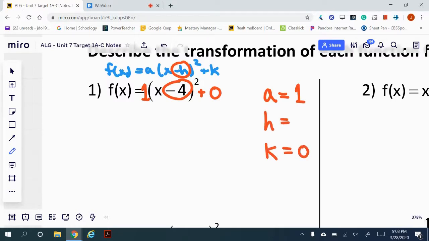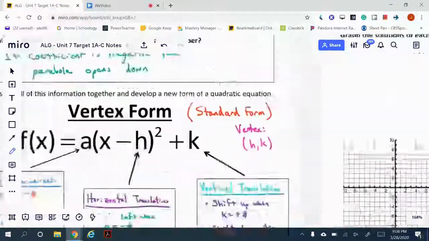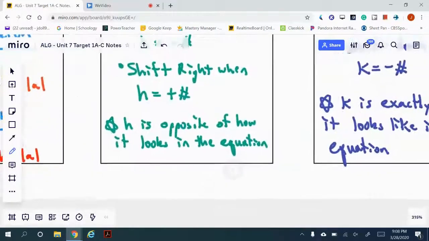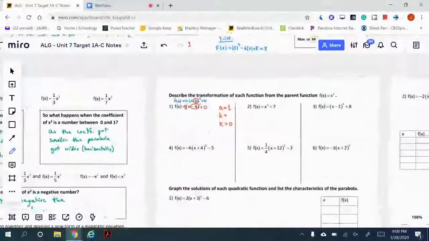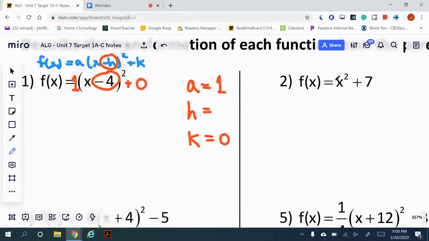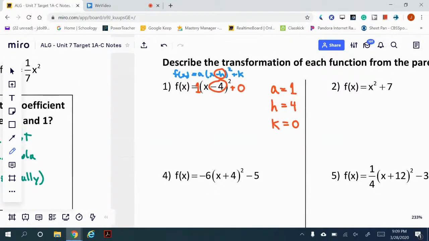The temptation, guys, is to say H is equal to -4. But look at the formula. The formula has minus H, and in the equation it's minus H. Well, if the sign stays the same, the variable's positive. Also, remember what we talked about here: H is the opposite of how it looks in the equation. So if it looks like -4 in the equation, that actually means H is +4. And so my vertex is 4, 0.